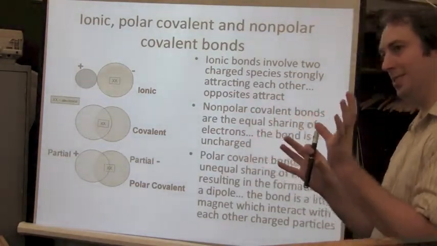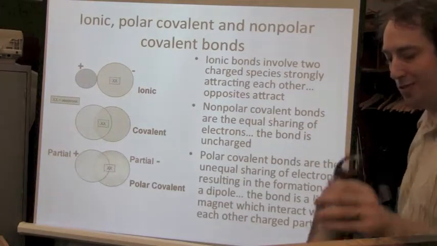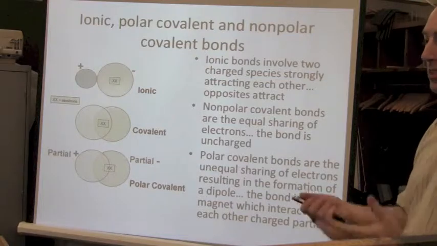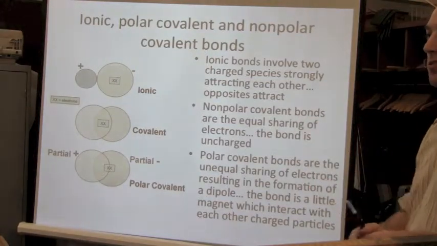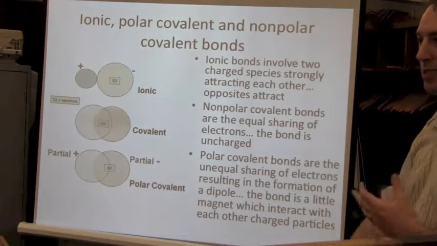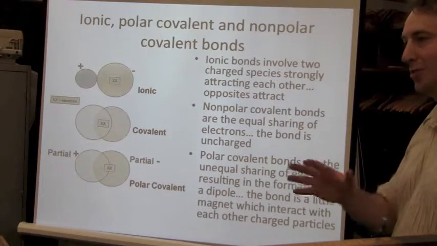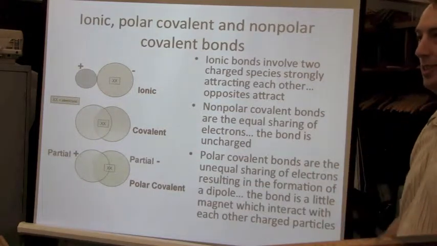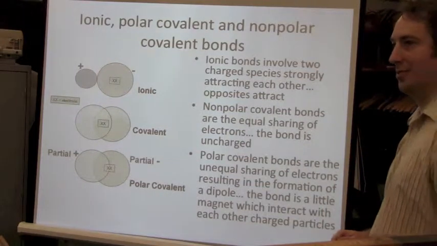And this characteristic is what makes water a liquid at room temperature while nitrogen, N2, is not. Because nitrogen evenly shares its electrons, there's no little magnet that forms. So it's going to remain a gas all the way down to very low temperatures, where water will not. Water very quickly wants to interact with other water molecules and form a liquid. Okay? Are you guys with me?